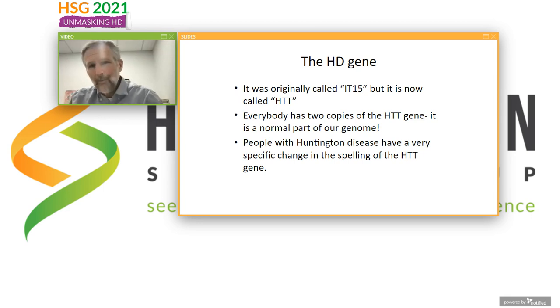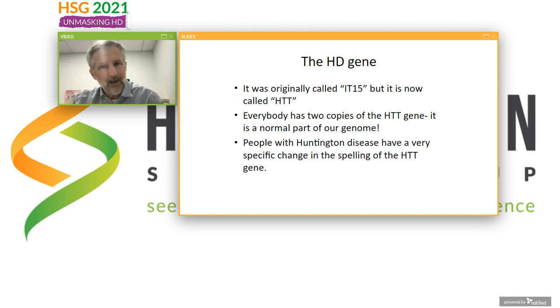I think one important point when we talk about the Huntington's gene, I always like to make sure that people understand that the Huntington's gene is a normal part of our body. Every human being on the face of the earth has two different copies of the Huntington's gene, because it does something really critical that is essential for the normal functioning of our body. And so it can be a little bit of a misnomer when we say, hey, this person has the Huntington's gene, because in fact, we all actually have two copies of this gene.